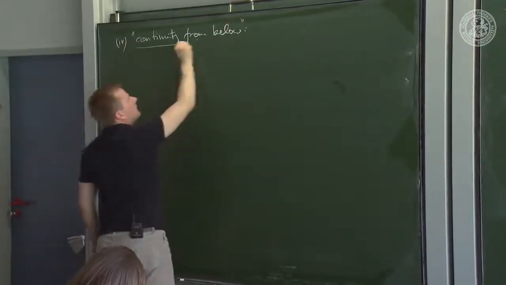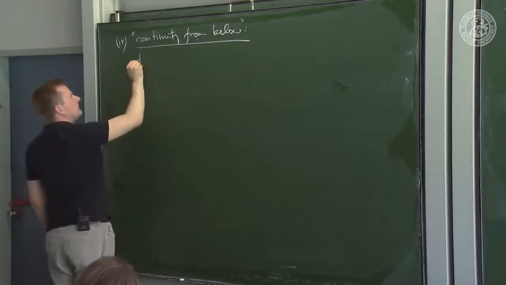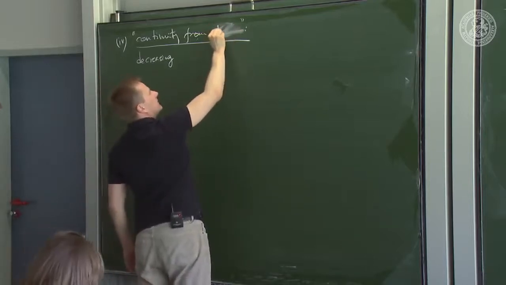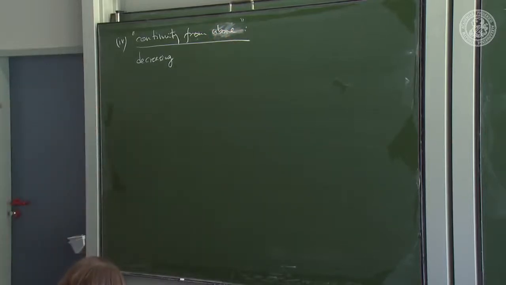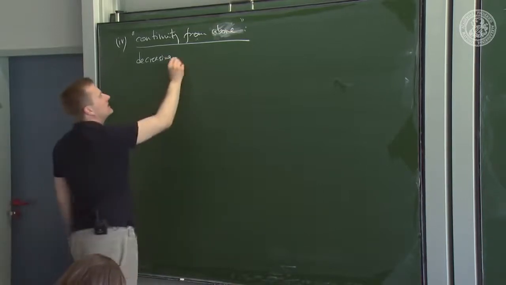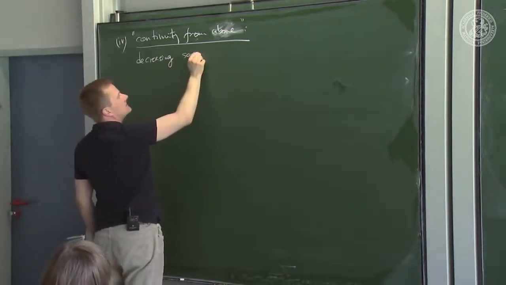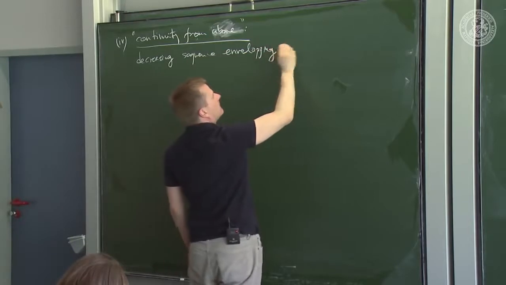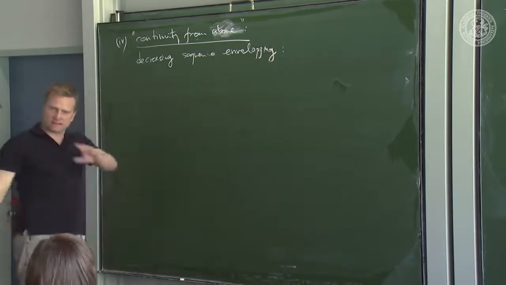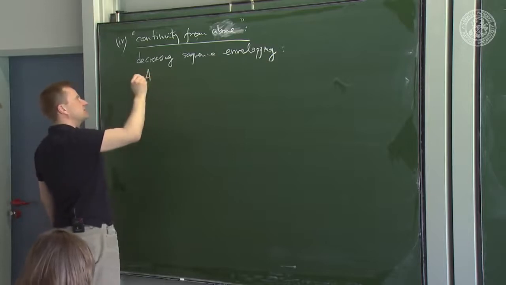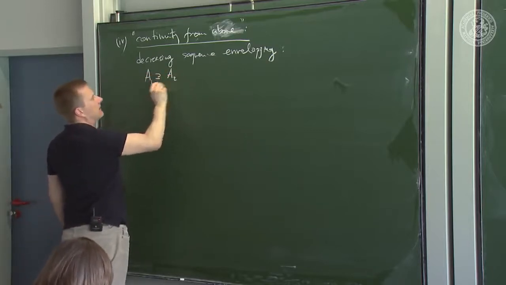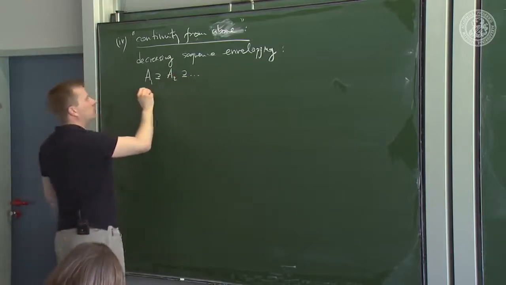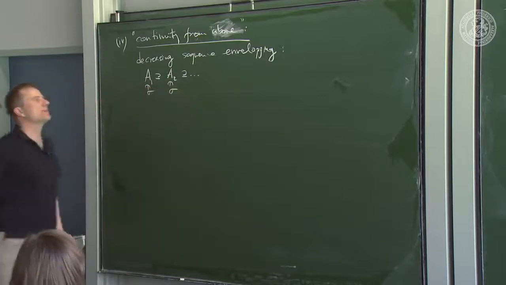Continuity from below. So that would now be a decreasing, from above. You're very unforgiving today. Okay. So continuity from above. So you have a decreasing sequence that's enveloping a set. So again, the same remarks apply as to where you start and so on. So you start with A1 being a superset of A2 being a superset and so on. They're all supposed to be measurable sets, of course.